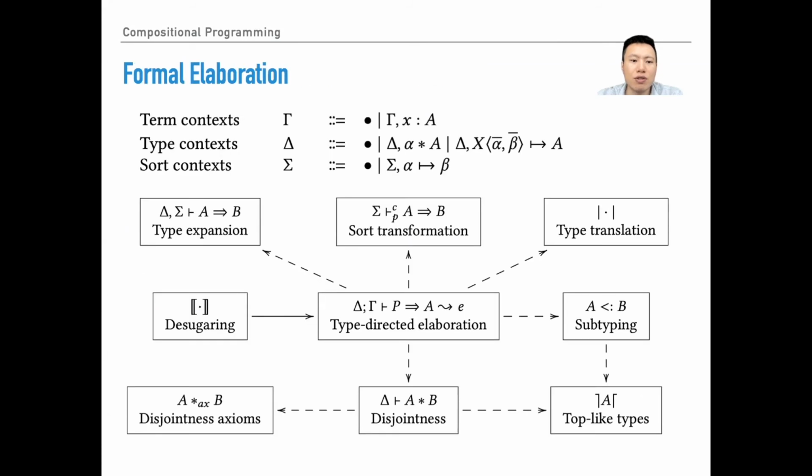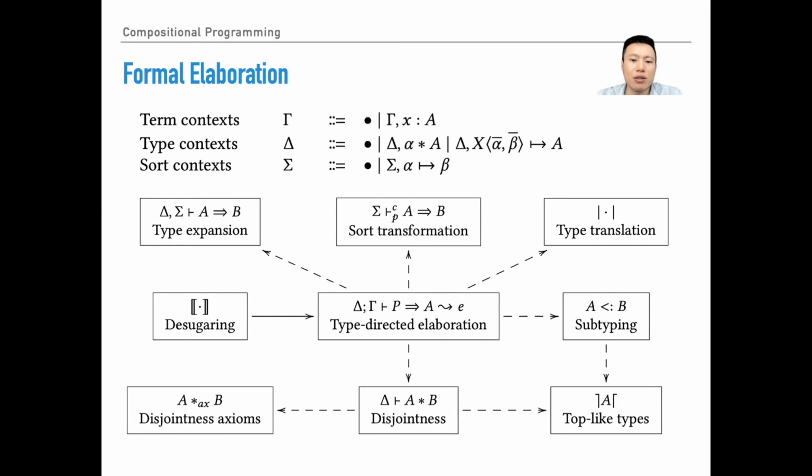This graph gives an overview of the formal elaboration. There are several steps performed during the elaboration. The program is first desugared. The type checking relies on several relations. The type expansion eliminates all type declarations. The sort transformation transforms the right-hand side of a type declaration. Type translation eliminates trait types into function types.